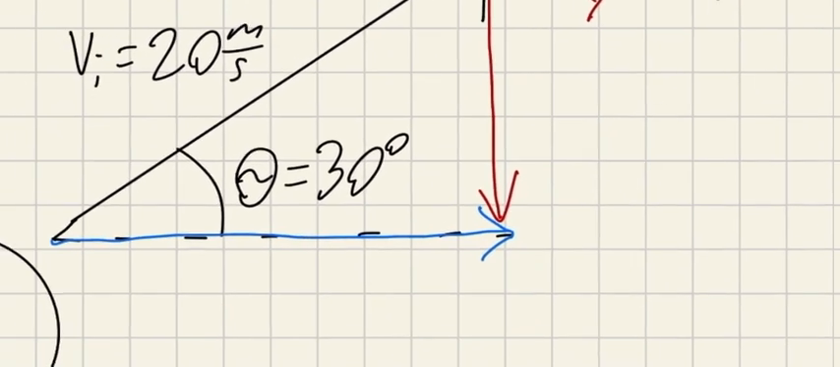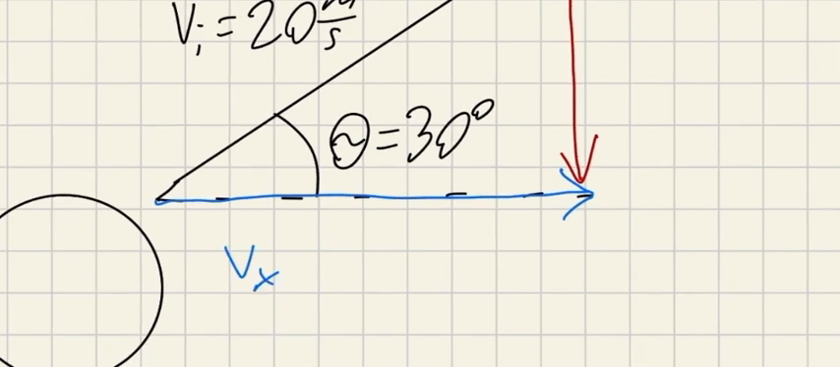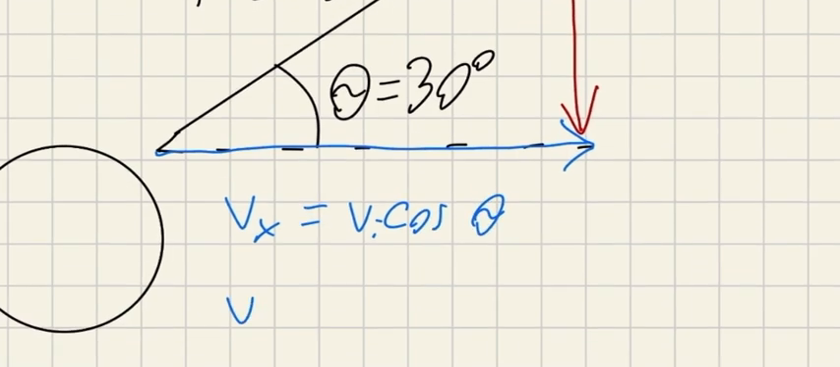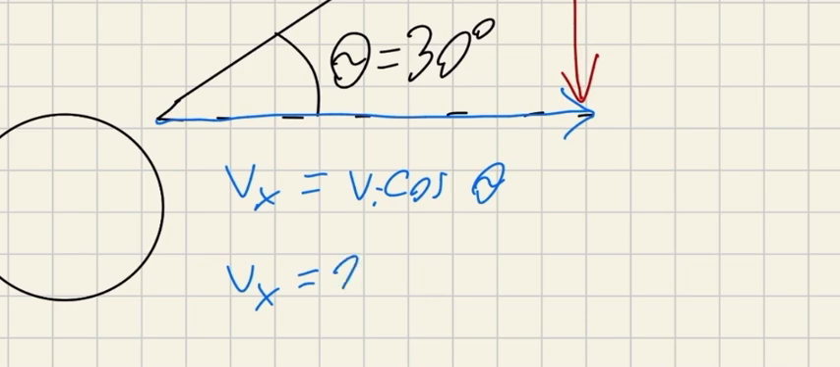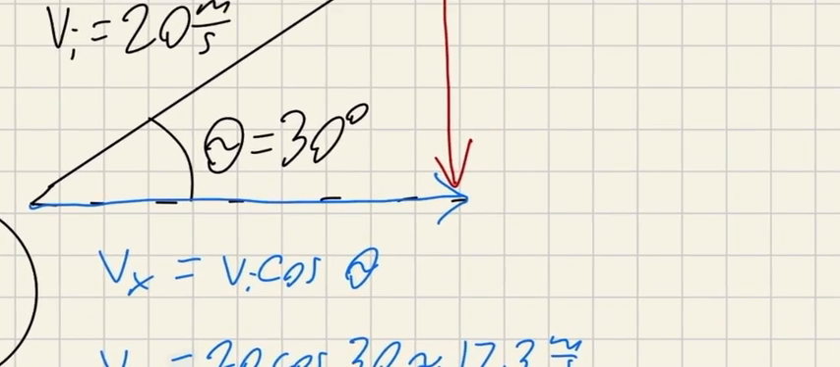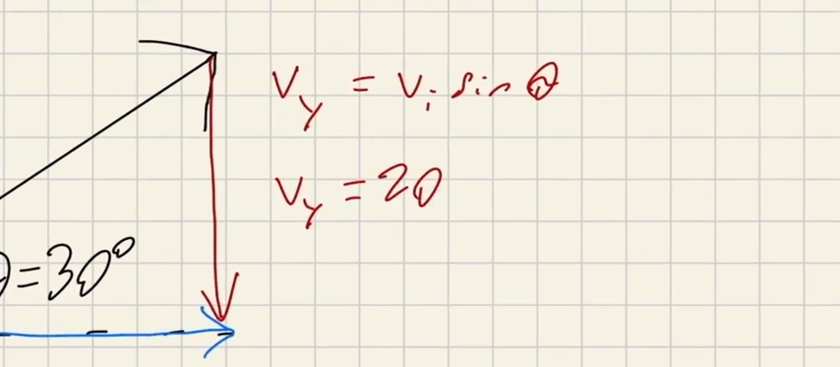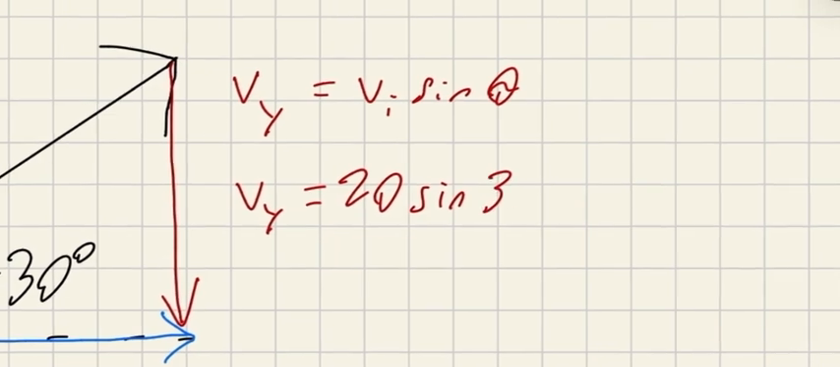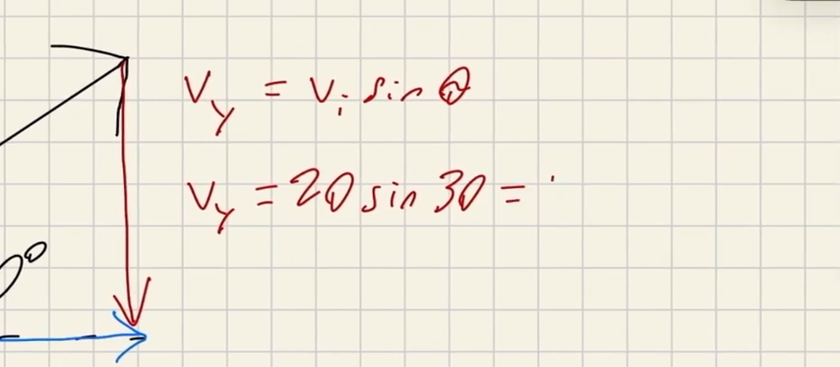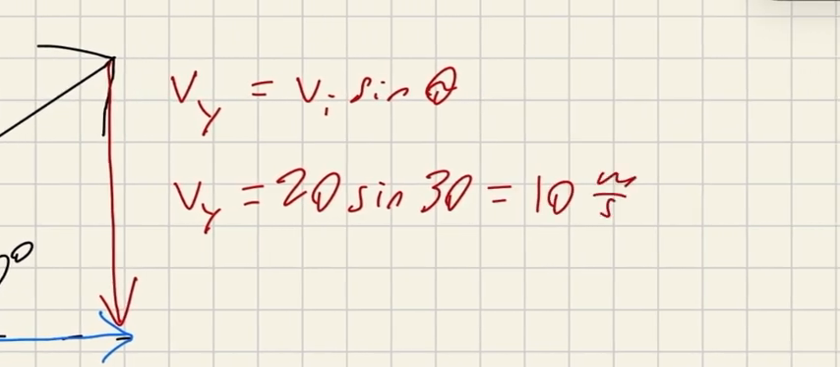For the horizontal vector, we'll do Vx equals Vi cosine of theta. Plugging in our variables, Vx equals 20 cosine of 30, which roughly equals 17.3 meters per second. For our vertical velocity vector, we have Vy equals 20 sine of 30, which equals 10 meters per second.